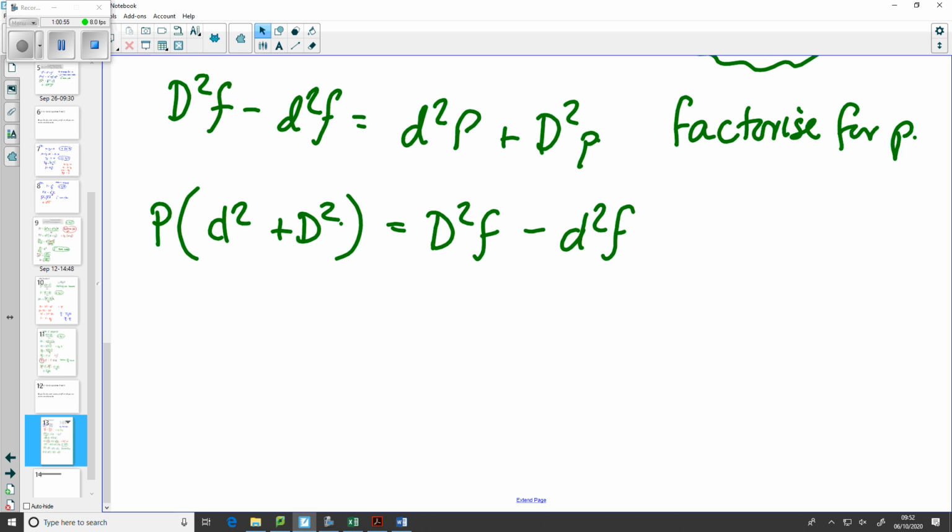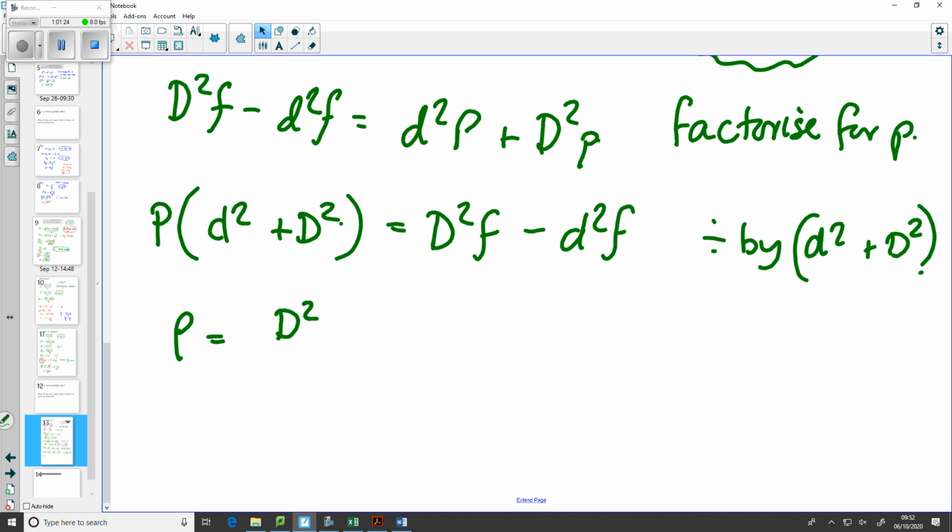You could factorise the other side if you wanted to. Yep, or you can leave that. What we're trying to do is get the P on its own. So we're going to divide by little d squared plus big D squared. So you end up with little p on this side: big D squared F minus little d squared F over little d squared plus big D squared.